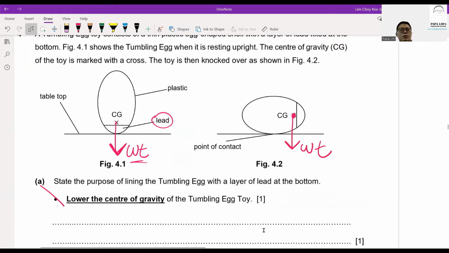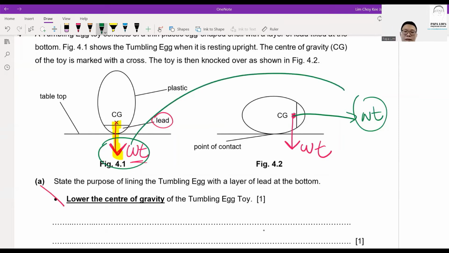A very common mistake that students make is, because I know in part 4.1 the weight is pointing down towards what I call the tip of the egg, they will tend to draw the weight this way, to follow this answer. And this is one of the big mistakes that we are looking at, whereby the student just copies the picture without understanding.